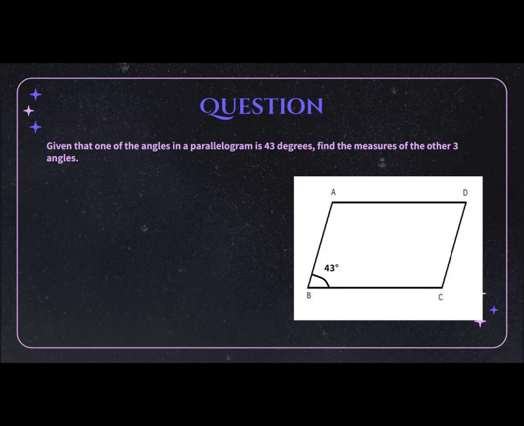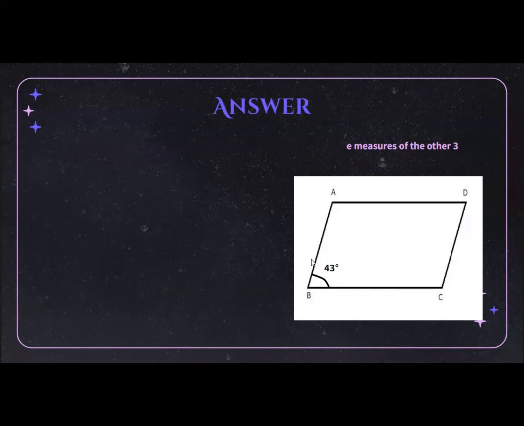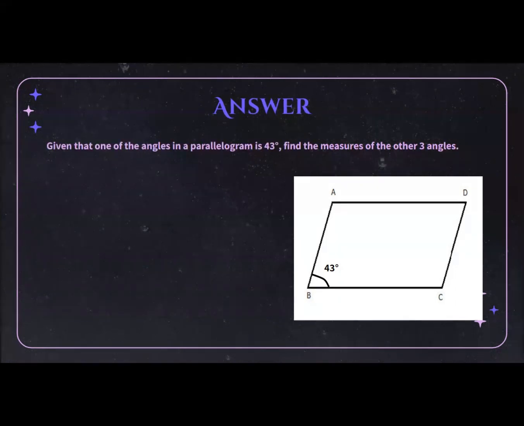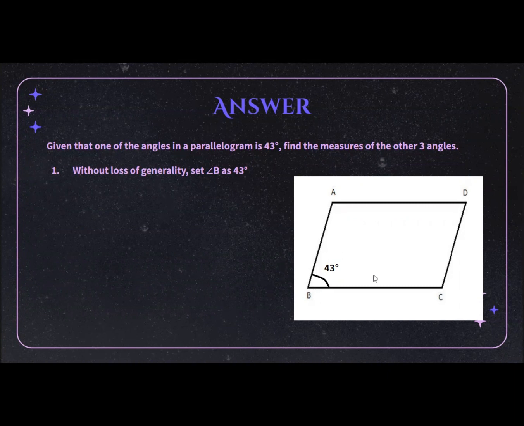All right, so it looks like a couple of you have gotten it. So let us go over them. So the answer. Given that one of the angles is 43 degrees, can you find the measure of the other three angles? First of all, you would have to use transversals for all of them, basically. So, without loss of generality, that just means we restate what the problem says. Don't worry about loss of generality. That just means we have already stated that B is 43. So angle B is 43.